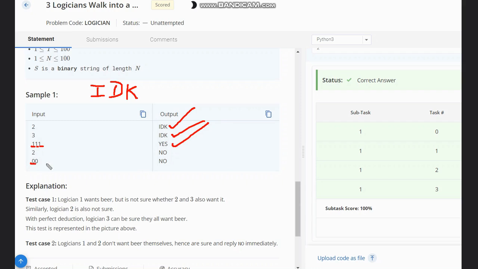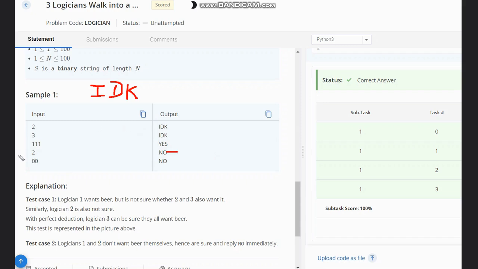Now in the second case, the first logician doesn't want a beer, and as he does not want, he is sure and hence replies no. So in this case, we have one thing for sure: if the first one is no, then till the last it will be no, because as the first one doesn't want a beer, everyone will not. Hence, this output starts from no instead of I don't know.